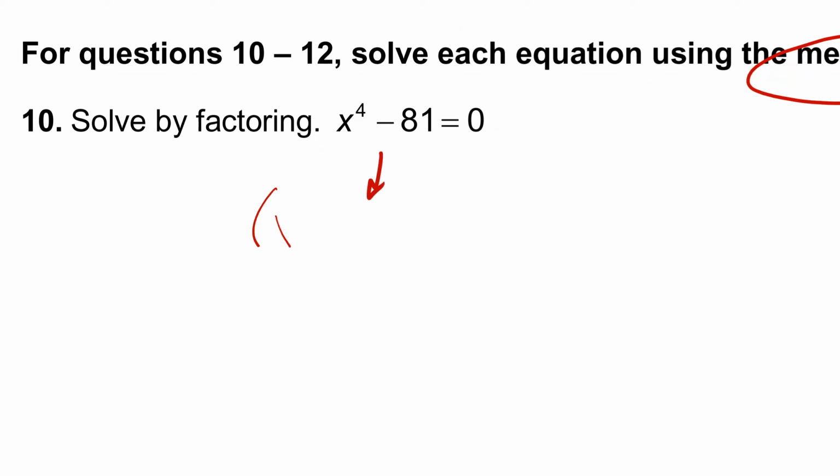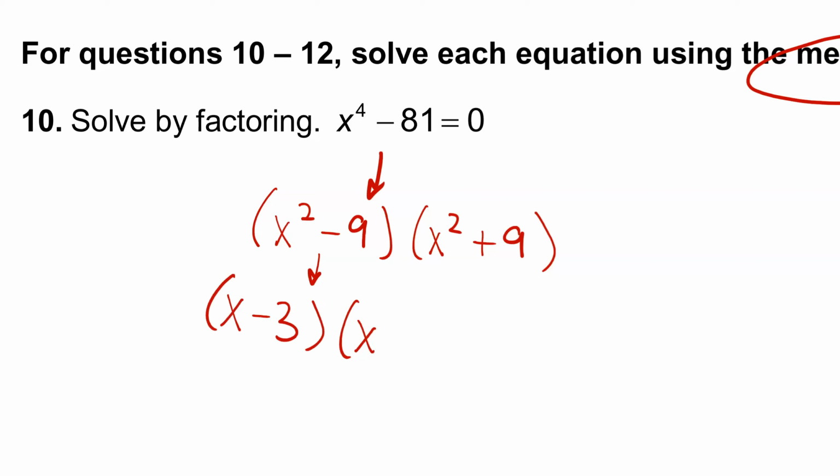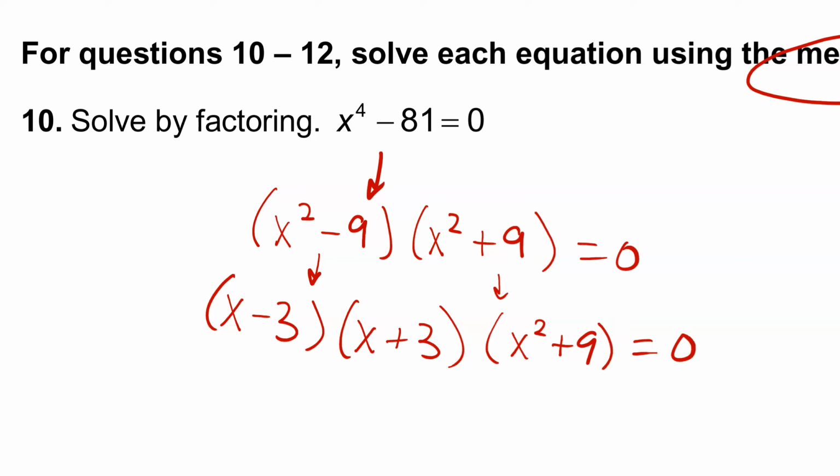So I have x squared minus 9, x squared plus 9. But then what about this one right here? This is a difference of squares as well. x minus 3, x plus 3, and don't forget to bring this one down, x squared plus 9. Why do you have to bring that one down? Because I'm trying to fully factor it. So I've fully factored it now. Oh, so the x minus 3 and x plus 3 comes from the x squared minus 9, yeah.